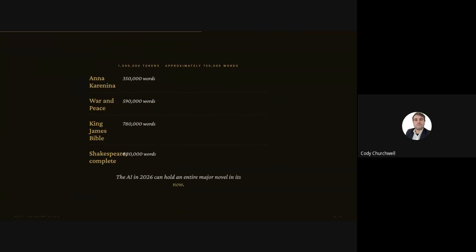So what's a million tokens in human terms? A token is roughly 3/4 of a word. So a million tokens is about 750,000 words. For scale, Anna Karenina, 350,000 words. War and Peace, 590,000. The King James Bible, 780,000. And the complete works of Shakespeare, 880,000. The AI in 2026 can hold an entire major novel in its now.